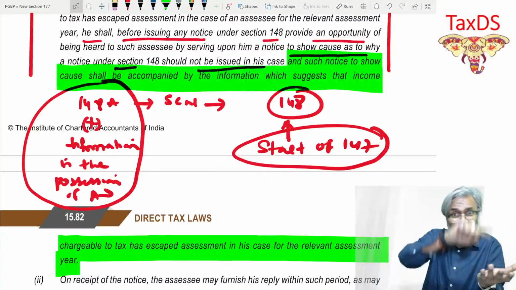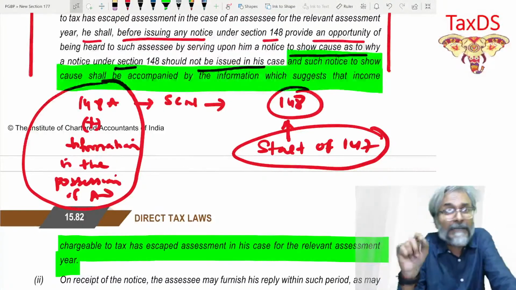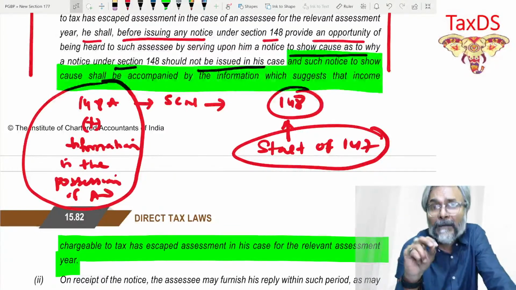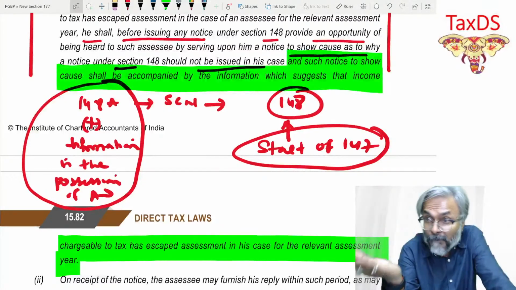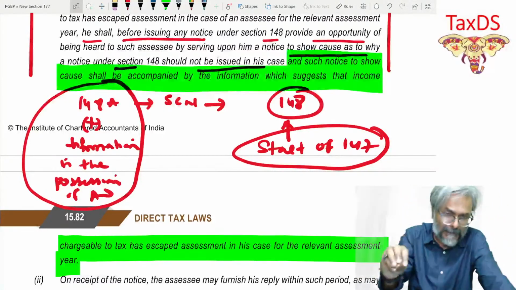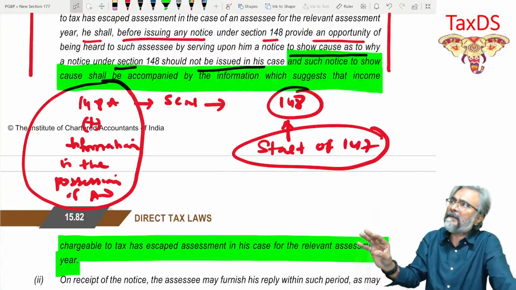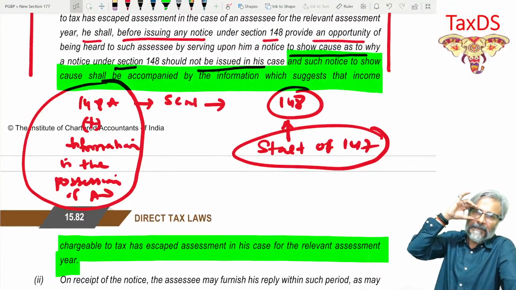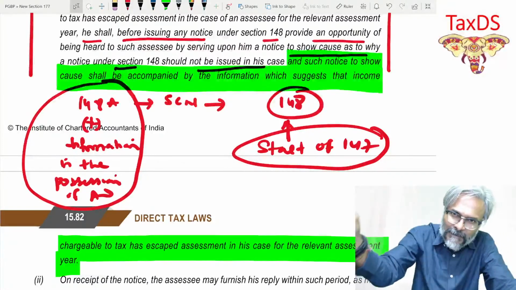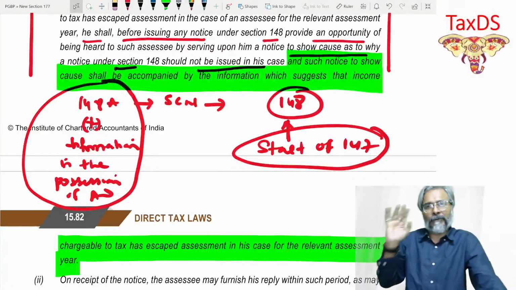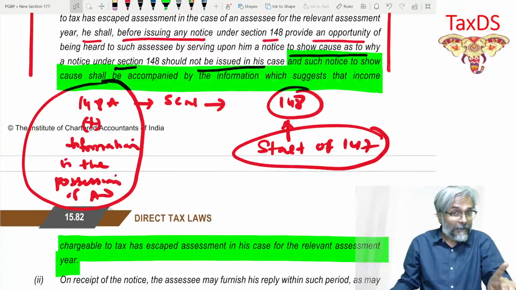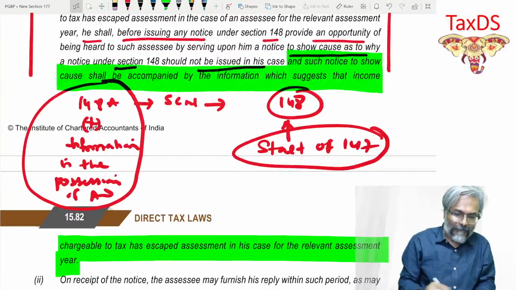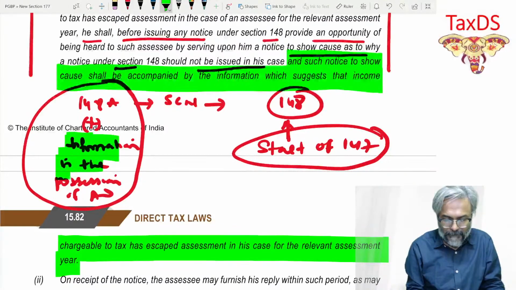And when he issues the 148A notice, what is the content of the notice? In that notice of 148A, the assessing officer is asking the assessee to furnish the reason why he should not be doing the assessment under 147. So the assessee will have to furnish the reason why the AO should not be doing 147 on him. Now, as I told you, the 148A notice will be accompanied with the information in the possession of the AO.